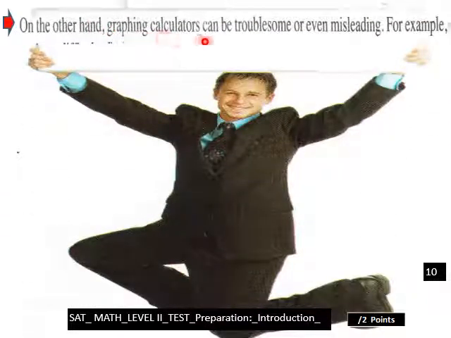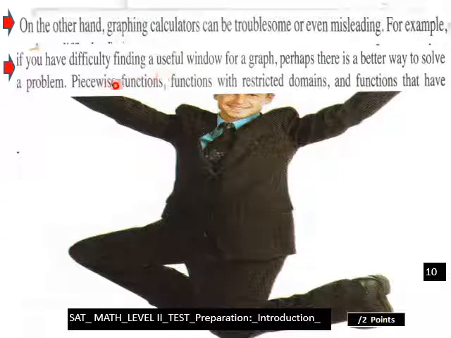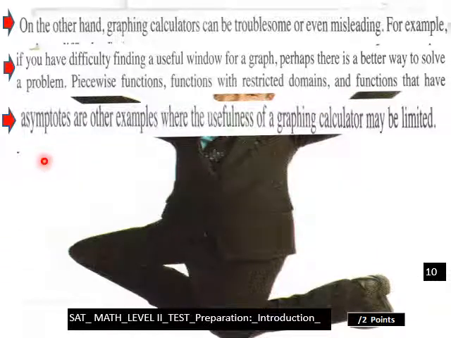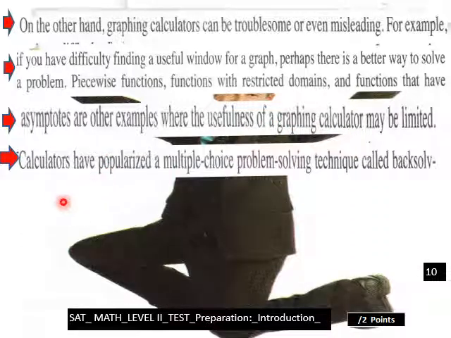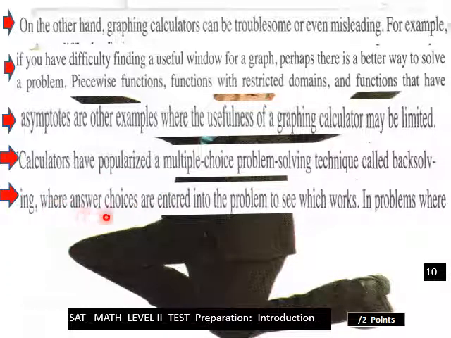On the other hand, graphing calculators can be troublesome or even misleading. For example, if you have difficulty finding a useful window for a graph, perhaps there is a better way to solve a problem. Piecewise functions, functions with restricted domains, and functions that have asymptotes are other examples where the usefulness of a calculator may be limited. Calculators have popularized the multiple choice problem solving technique called backsolving, where answer choices are entered into the problem to see which works. In problems where decimal answer choices are rounded, none of the choices may work satisfactorily. Be careful not to overuse this technique of backsolving. That can hang you.